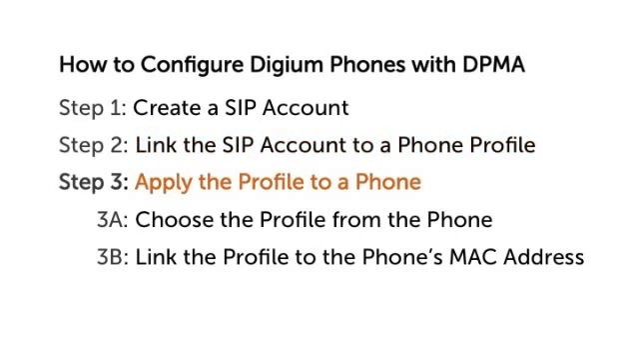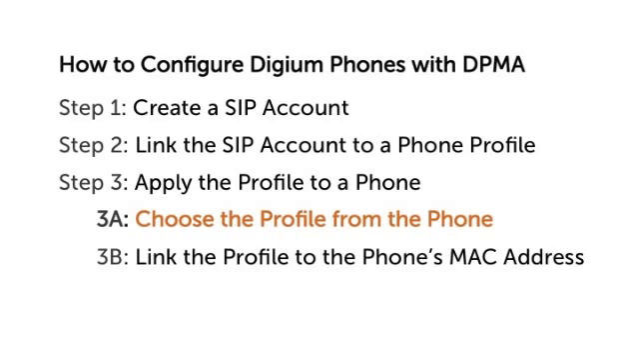Step 3 is to associate the profile to an actual phone. Once the profile has been associated, the phone is able to fetch its configuration from the server automatically. Associating a phone profile with a Digium phone can be done in several ways. I will illustrate 2 of them in this tutorial. Select the profile from the phone and link the profile to the phone's MAC address. In the first method, I'll show how a profile can be selected directly from the phone's interface.